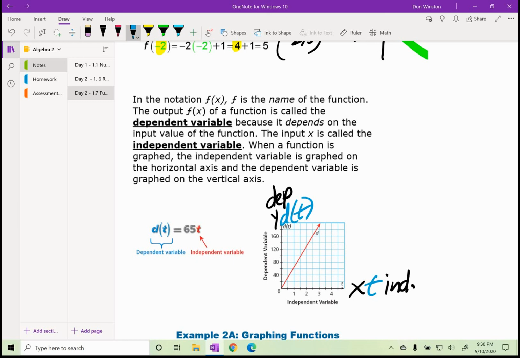So as you can see, at time 0, we've gone nowhere. In 1 hour, we've traveled 65 miles. So in 1 hour, that represents 65 miles. In 2 hours, 65 times 2 is 130. So that would be about right there.